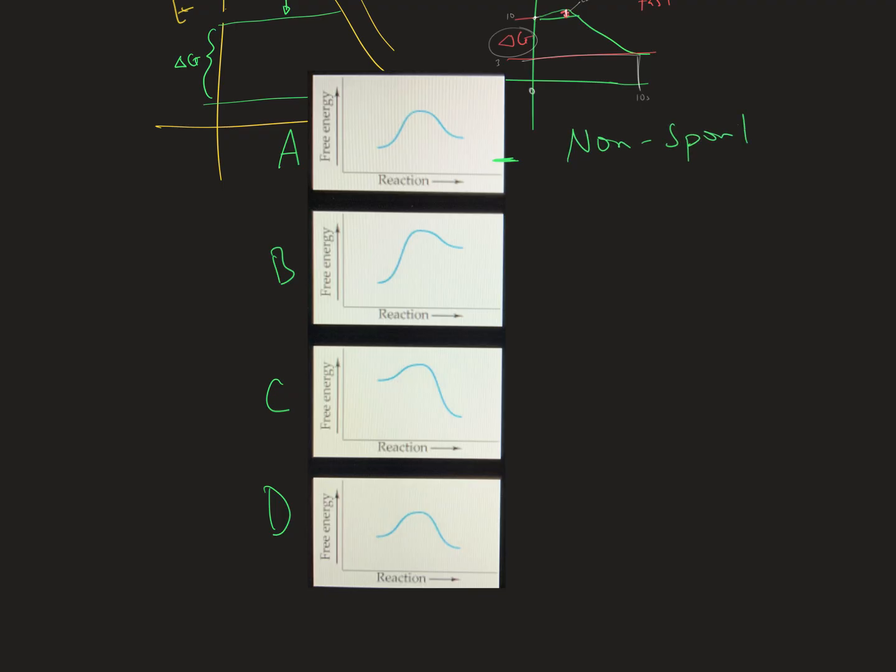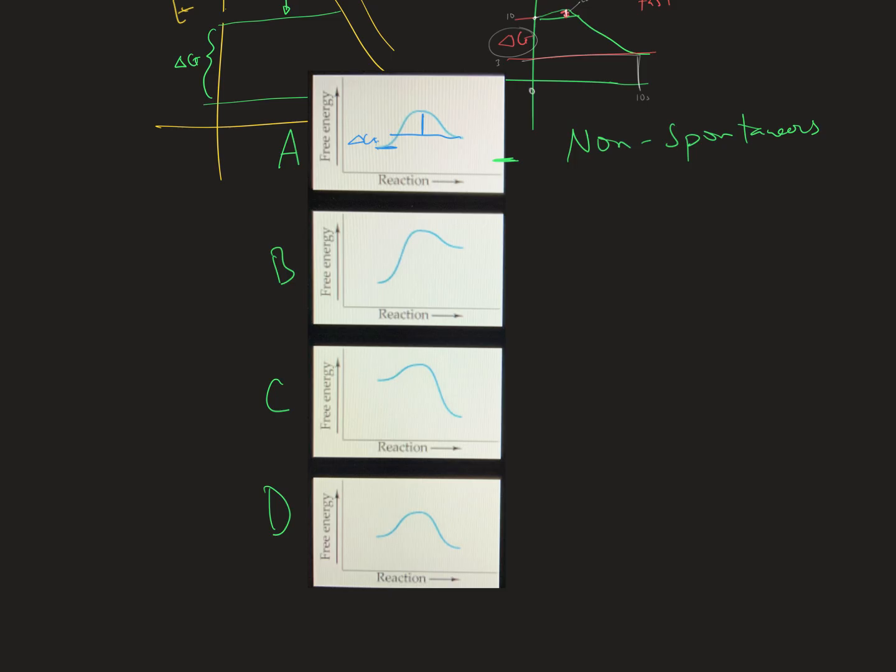Non-spontaneous. Why? Yeah, it ends with more energy than it started with, right? So we have a positive delta H, delta G. Okay. All right. Do you think that's fast or is it slow? Slow, because this activation energy right here compared to delta G is huge. Right? Okay.